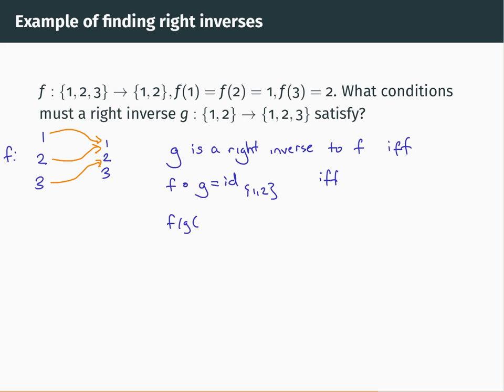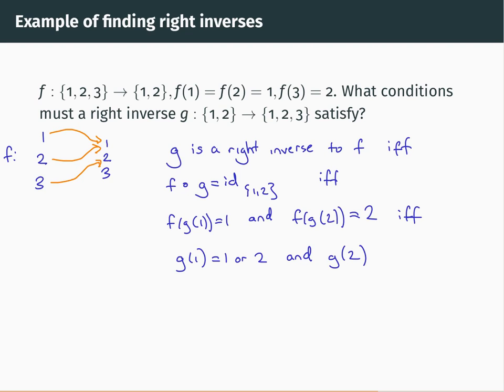and that's true if and only if f of g of 1 equals 1 and f of g of 2 equals 2. And taking this one step further, well, what can g of 1 be? g of 1 must be something which f sends to 1. So g of 1 can be either 1 or 2. And similarly, g of 2 must be something f sends to 2. But there's only one thing f sends to 2, and that's 3. So actually what we see is that there are two different right inverses to f.